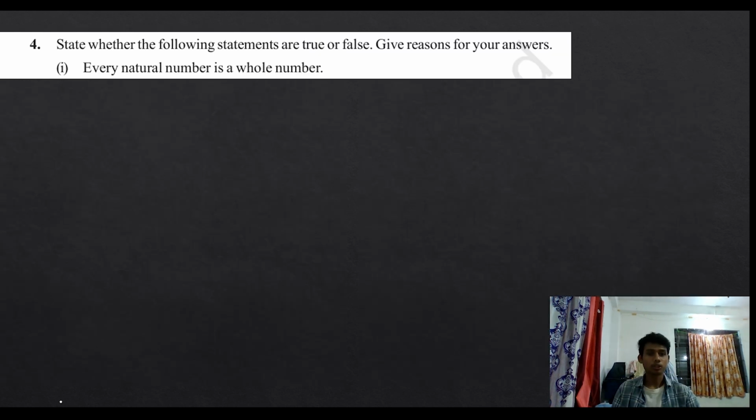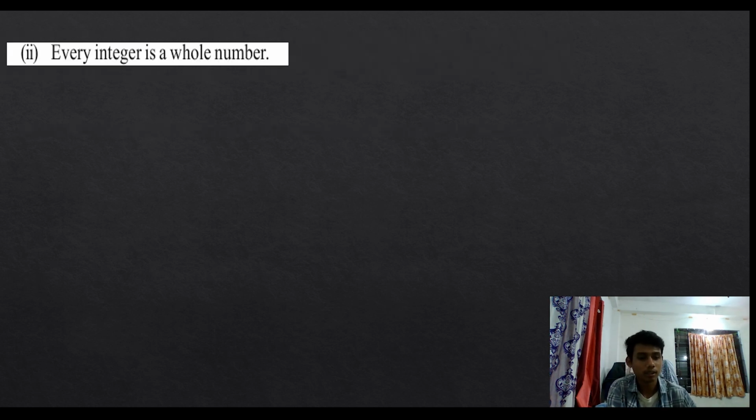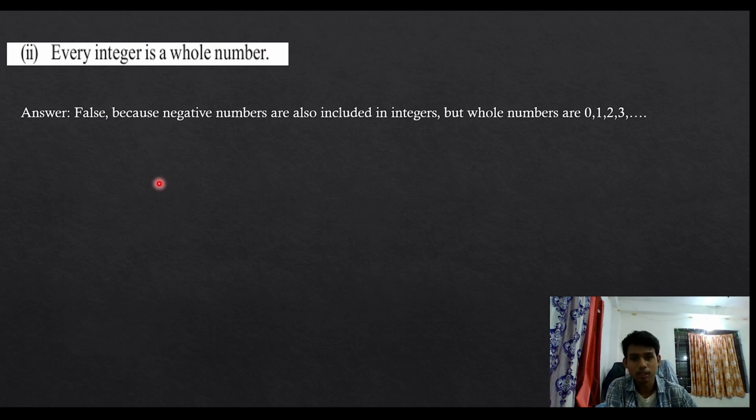Now comes the last question, question number 4. It says: state whether the following statements are true or false, and give a reason for your answer. The first says every natural number is a whole number. Is it true or false? The answer is true, because the smallest natural number is 1 and the smallest whole number is 0. The second, every integer is a whole number. The answer is false, because negative numbers are also included in integers, but whole numbers begin from 0.